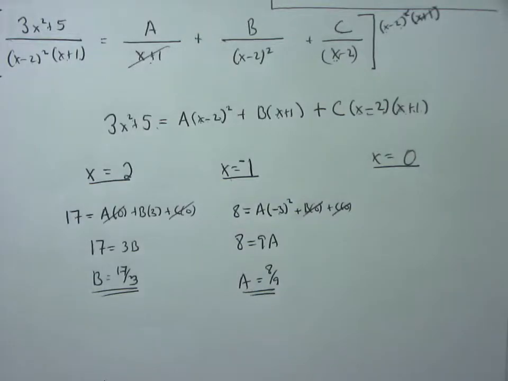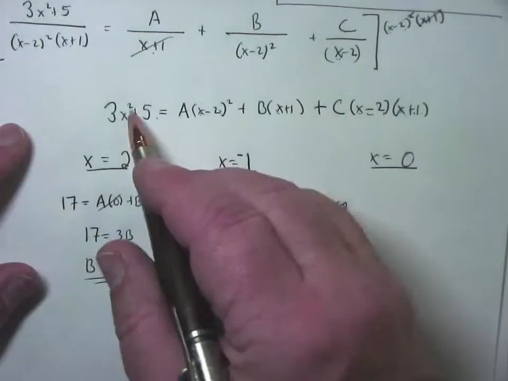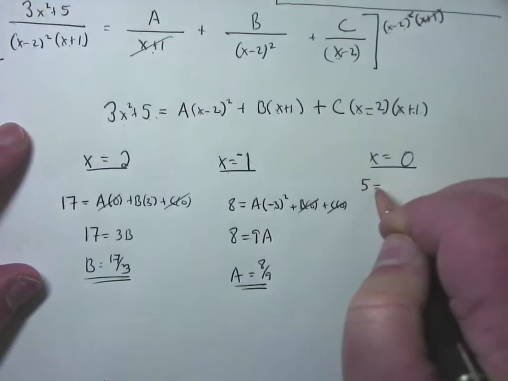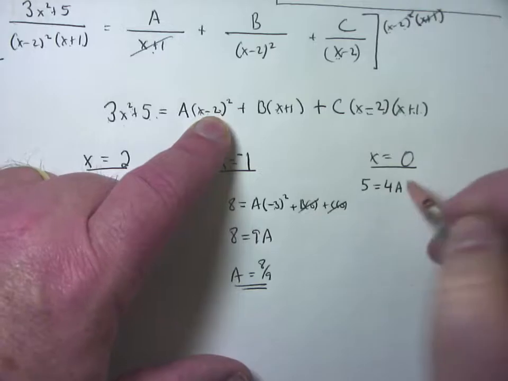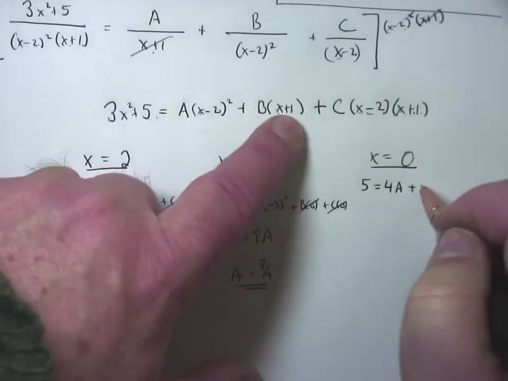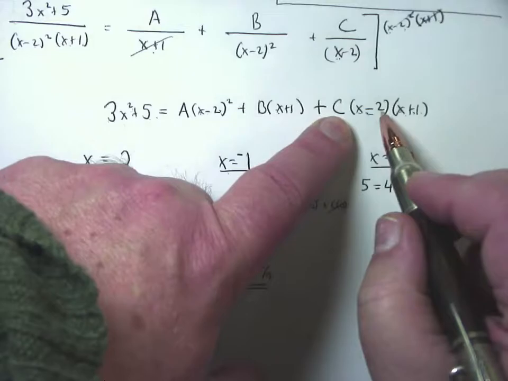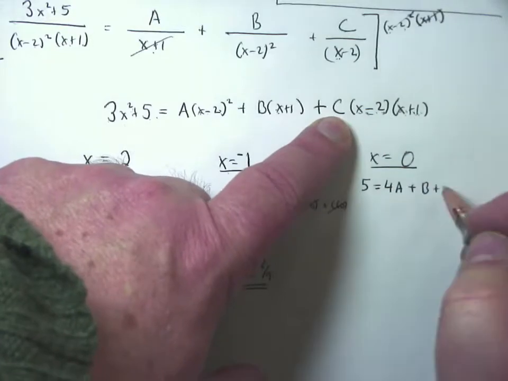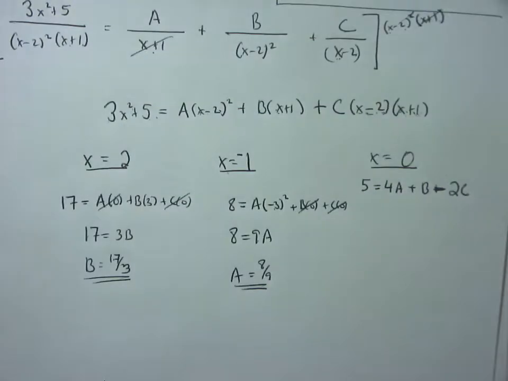Now, 0 was not an annihilator. And because of that, when I plug it in, I'm going to get a big equation with all the letters. But now I've got my annihilator numbers, I can go back and substitute. So here we go. Plugging in 0, 0 squared is 0 times 3 is still 0 plus 5 is 5, is equal to 0 minus 2 is negative 2, squared makes it 4, so 4a. Plus 0 plus 1 is 1, 1b. Plus 0 minus 2 is negative 2, 0 plus 1 is 1, 1 times negative 2 is negative 2, so it becomes minus 2c. So I've got 5 equals 4a plus b minus 2c.